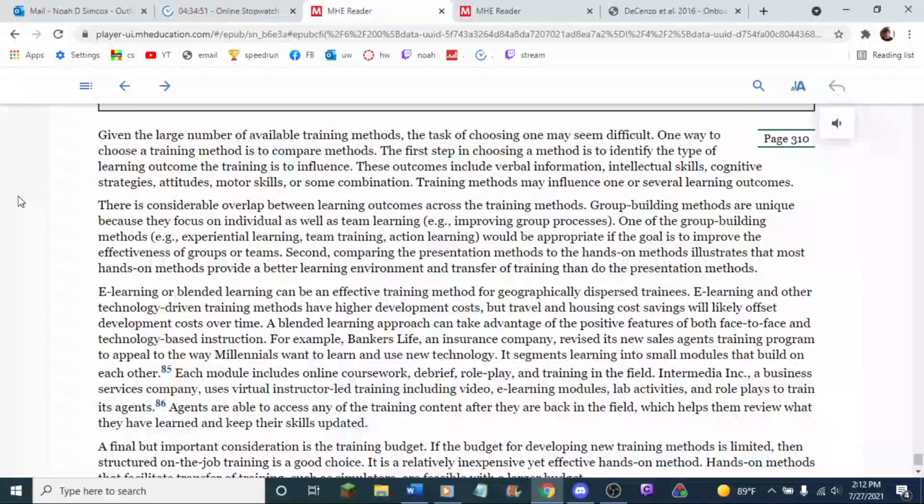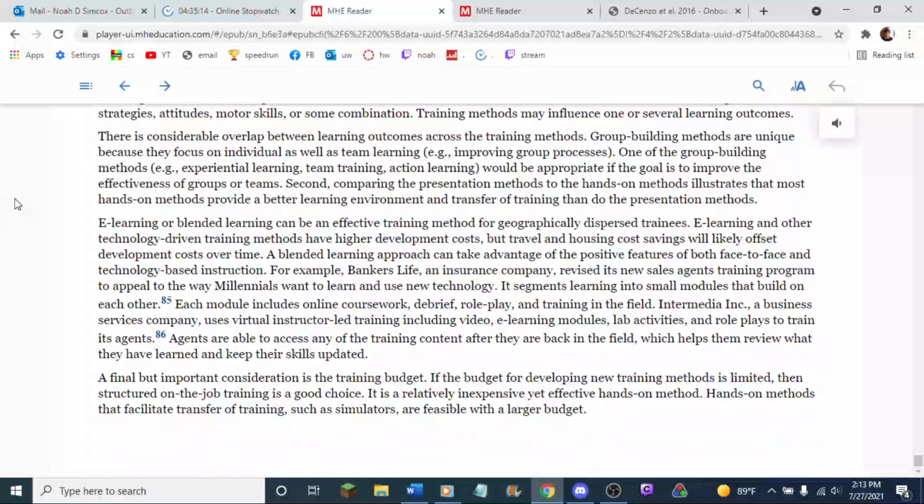Advice for selecting a training method. Given the large number of available training methods, the task of choosing one may seem difficult. One way to choose a training method is to compare methods. The first step in choosing a method is to identify the type of learning outcome that the training is to influence. These outcomes include verbal information, intellectual skills, cognitive strategies, attitudes, motor skills, or some combination. Training methods may influence one or several learning outcomes. There is considerable overlap between learning outcomes and across the training methods.